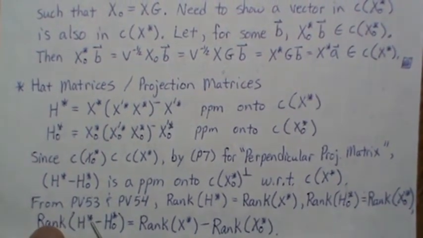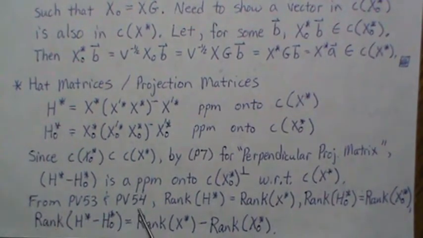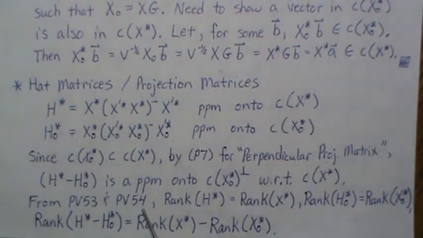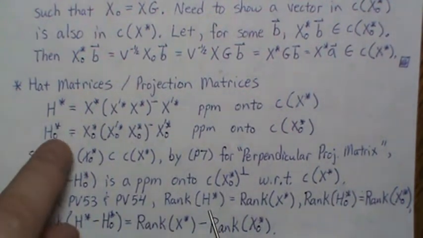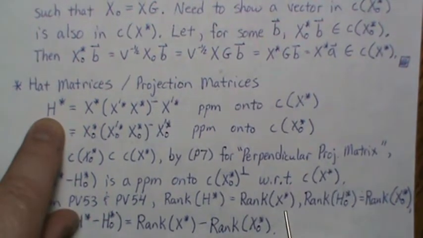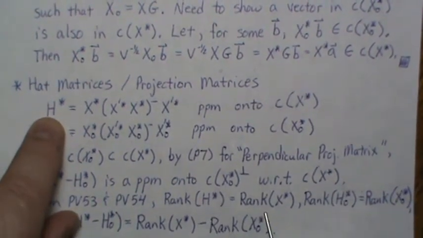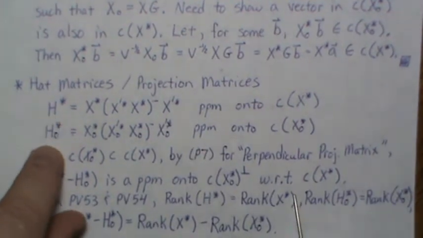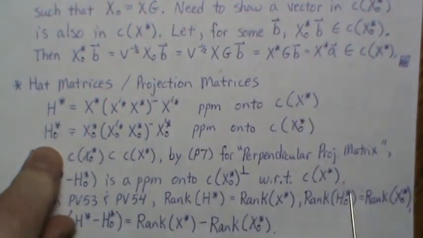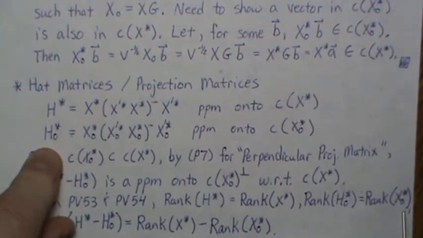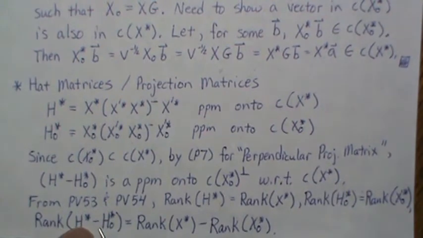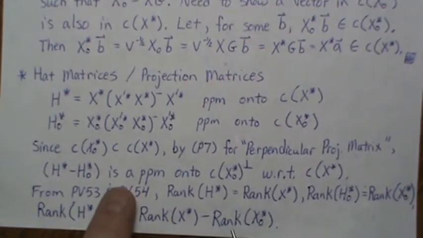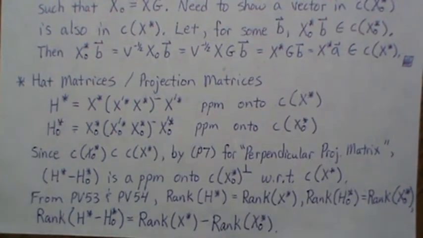Now from previous videos 53 and 54, so I have a playlist called Generalized Linear Models Regression, in the 53rd video and the 54th video, we show that the rank of H is just the rank of H star, the rank of X star, the rank of H naught star is the rank of X naught star, and then the rank of this projection matrix is the rank of X star minus the rank of X naught star.